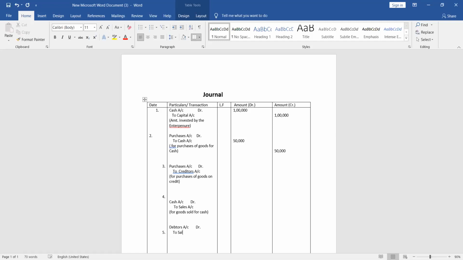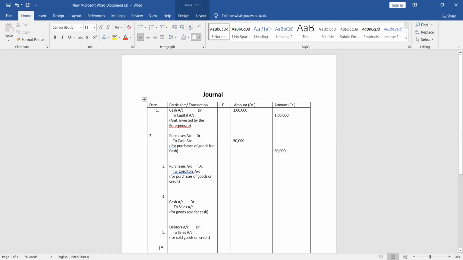to sales account. Creditors are the liability of the business. Liabilities are credit in nature. Creditor account we credit here. Debtors are asset of the business. They are always debit in nature. It is to be debited whenever any debtor account is opened. So debtor account debit to sales account. The entry is to be done for sold goods on credit.